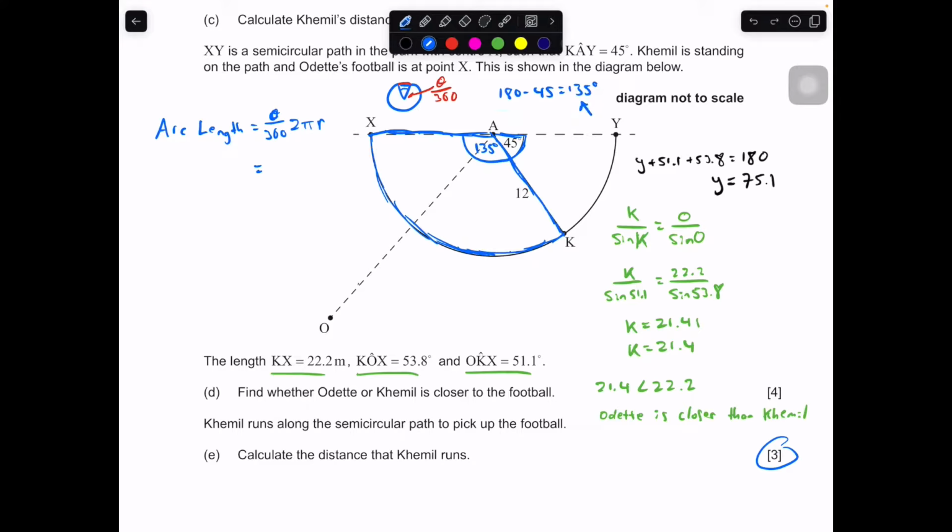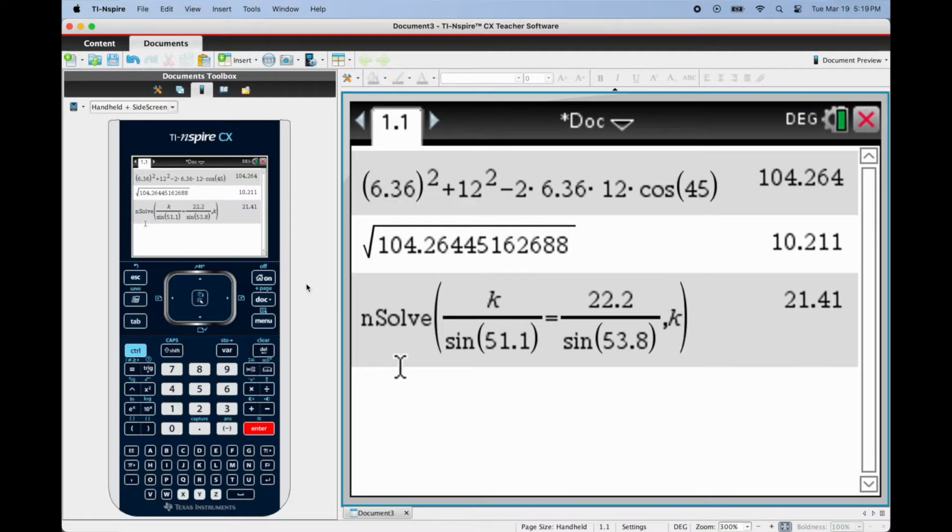Alright, so 135 over 360, 2 pi, and our radius in this case is 12. Right? This is 12, this is 12. The radius of our circle, the distance from the center to the edge, is going to be equal to 12. Alright, let's go ahead. I'm just going to work that out on the calculator. Okay, here we are.